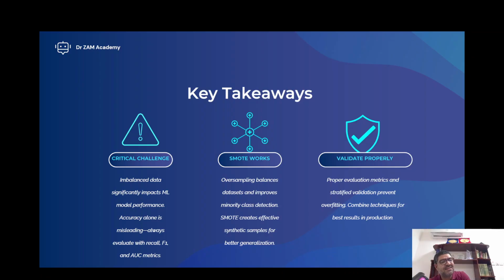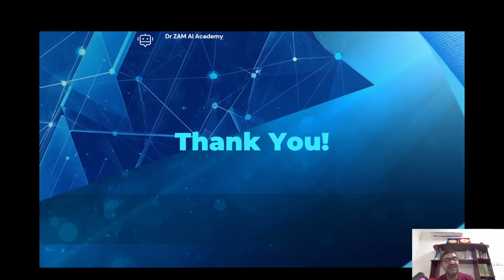Oversampling balances datasets and improves minority class detection. SMOTE creates effective synthetic samples for better generalization. So SMOTE works, definitely, it works in most of the cases. Validate properly. Proper evaluation metrics and stratified validation prevent overfitting. Combine techniques for best results in production. So you need to combine the techniques.